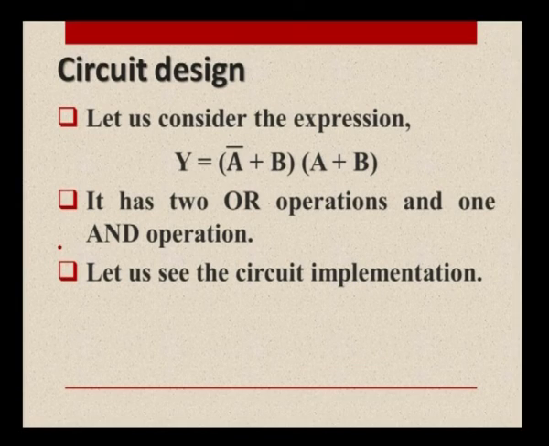Now, we have got this expression for simplification. Here, this plus represents one OR operation between these two logical inputs, and here also one plus, there is one more OR operation, and these two OR operations are found to be ANDed. Here the bracket implies there is an AND operation performed. So, it has two OR operations and one AND operation in the given expression. Let us see the circuit implementation of the given expression.